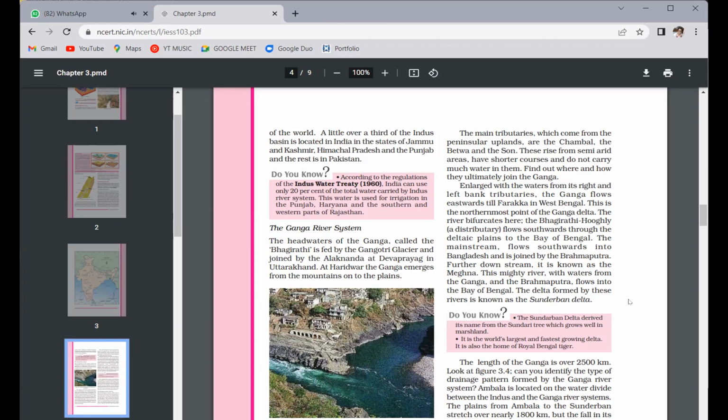Fine, class? Yes, ma'am. Chalo. Okay, ma'am. Continue, beta. The Ganga River system.